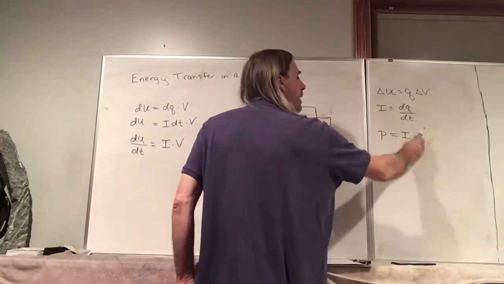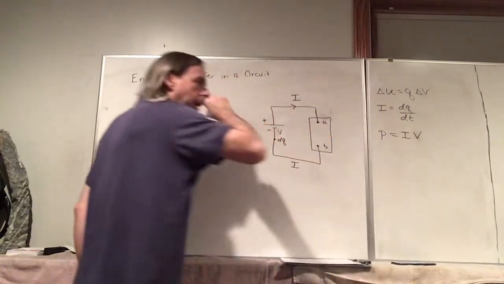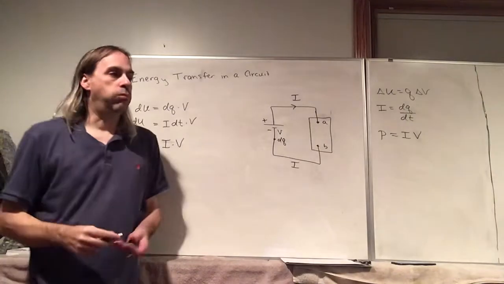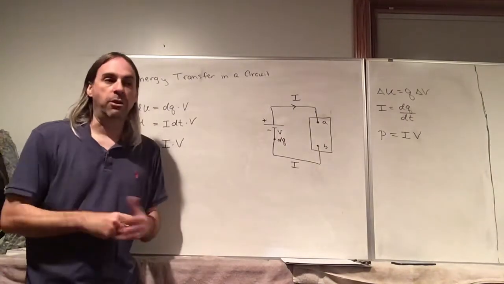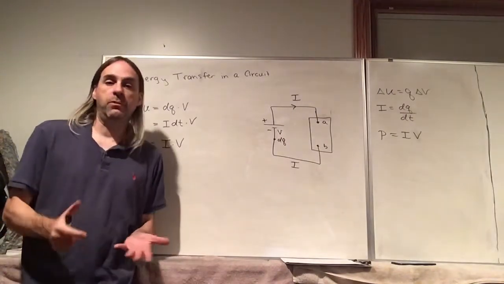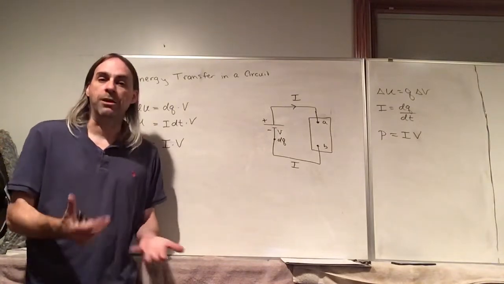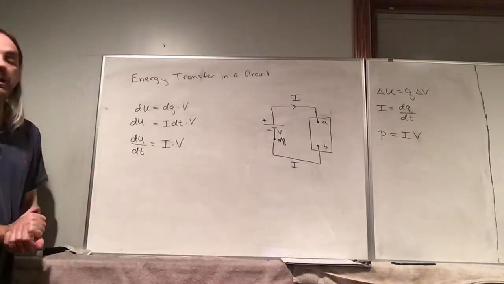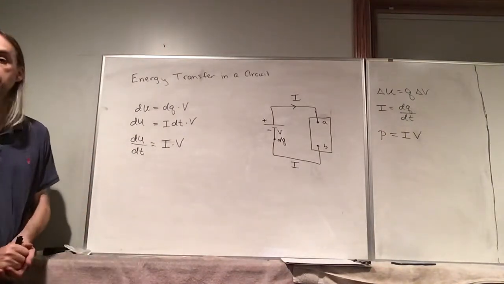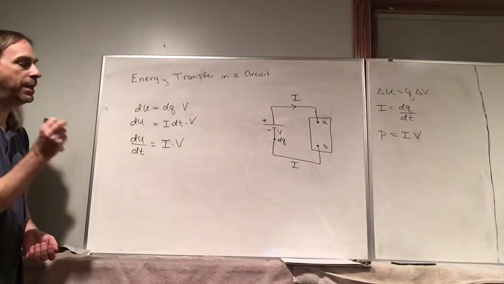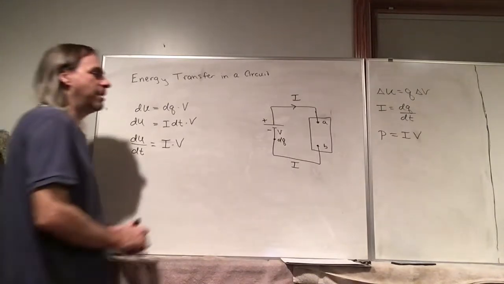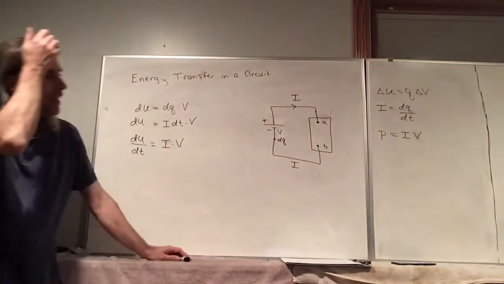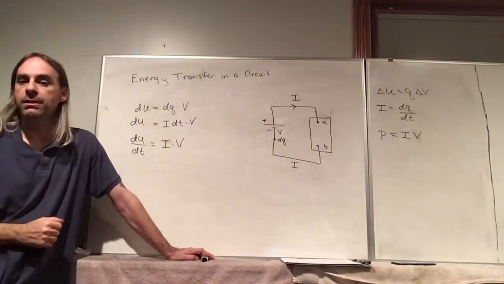Current times voltage. This is a very important result because one of the main reasons we study electricity is that it's extremely useful. We use electricity to deliver energy. And so P is the rate that energy is being delivered. That is current times voltage. This is a very general result. That energy is being dissipated somewhere in this box. What is actually happening to that energy? It depends what's in the box.